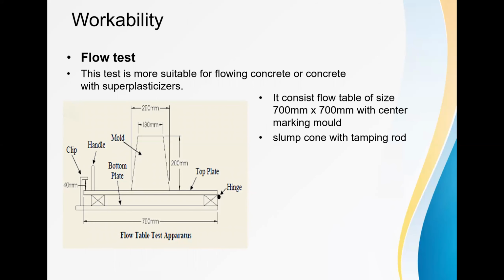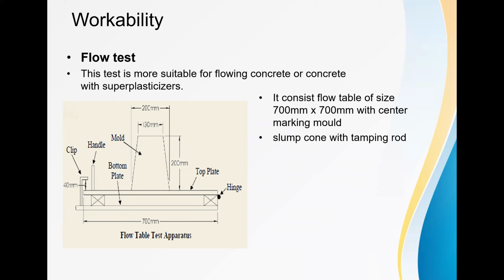Next, let's see this test, which is more suitable for flowing concrete, or concrete having a superplasticizer. Okay, this is the flow test. It consists of a flow table of about 700 mm by 700 mm with a center marking mold, and also the slump cone with the tamping rod.